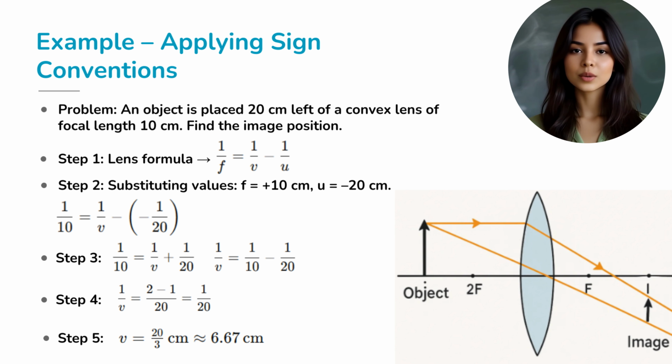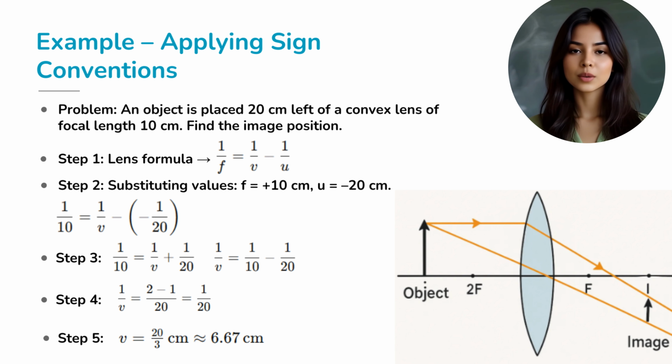Step 2. Now, let's plug in the values. The focal length is plus 10 centimeters because it's a convex lens, and the object distance is minus 20 centimeters because the object is on the left side. See how our sign rules are already saving us? Step 3. Substituting them, we get 1 divided by 10 equals 1 divided by v minus 1 divided by negative 20. But wait, minus into minus is plus. So it becomes 1 by v plus 1 by 20.